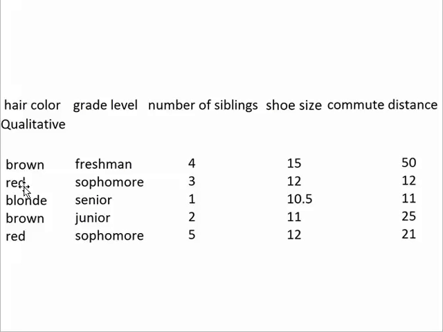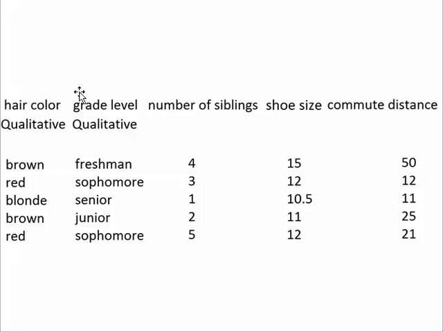What about grade level? Well, each of these values isn't a specific amount of something. It's just a category. It's a category of college students. So freshman is one type of college student, sophomore is another type of college student, and junior is another type of college student. So grade level is qualitative.